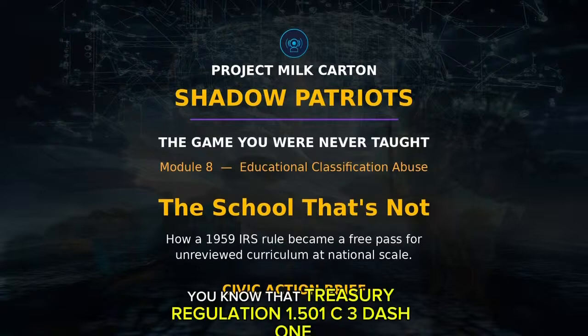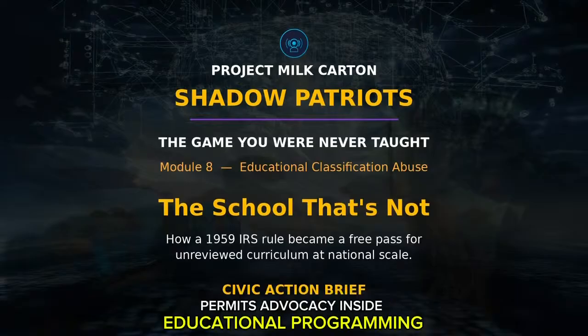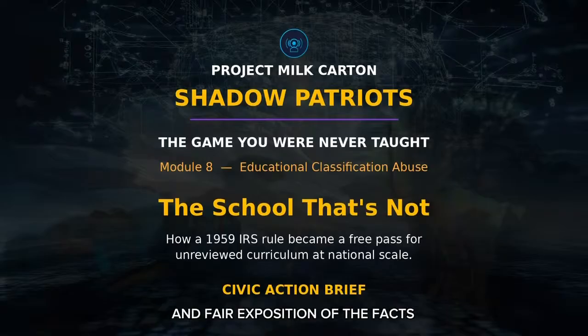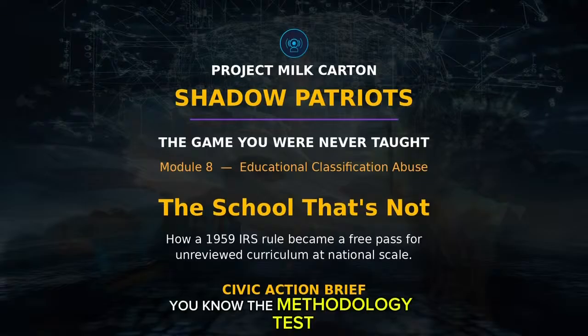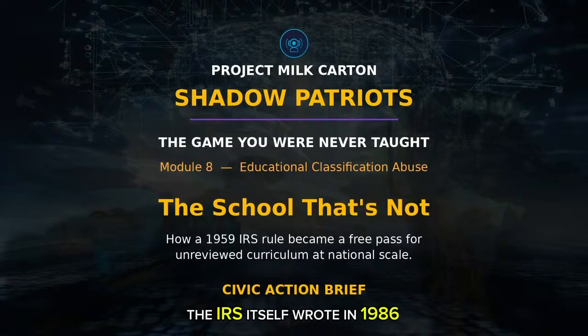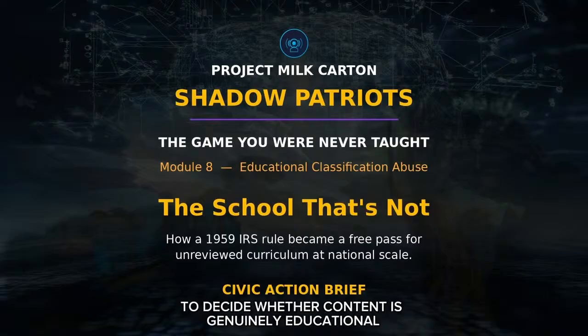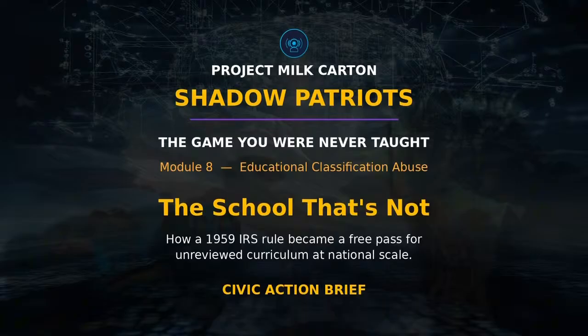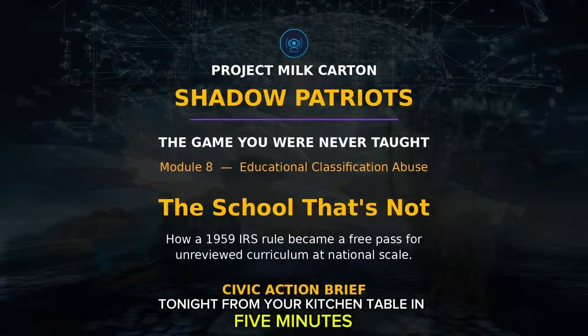You know that Treasury Regulation 1.501(c)(3)-1(d)(3) permits advocacy inside educational programming only when the material presents a full and fair exposition of the facts. You know the methodology test, the four-factor procedure the IRS itself wrote in 1986 to decide whether content is genuinely educational. Now it is time to learn how to run that test yourself on any C3 in America tonight from your kitchen table in 5 minutes.